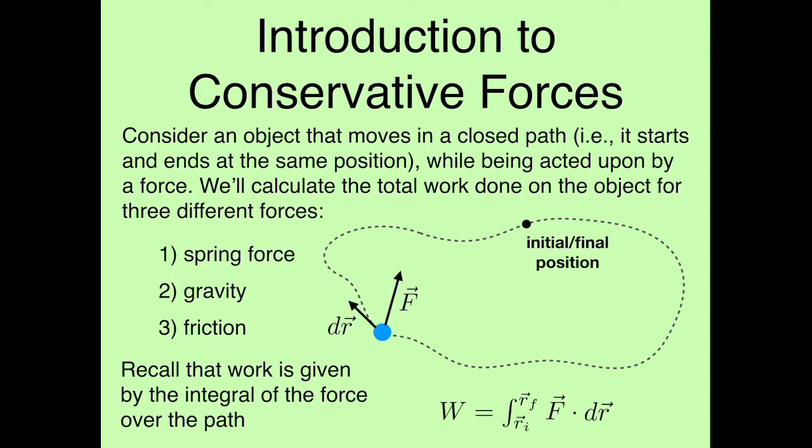So we're going to do this for 3 different cases. We're going to do it for the spring force. So in other words, we're going to imagine this force F is the spring force. We learned about that in the last chapter. In the second case, we're going to imagine this force is gravity. And in the third case, we're going to imagine the force is friction. Okay, so we're going to do those 3 cases. And then we'll notice that each one comes out a little differently, and that's telling us something about conservative forces. So this is where we're going.